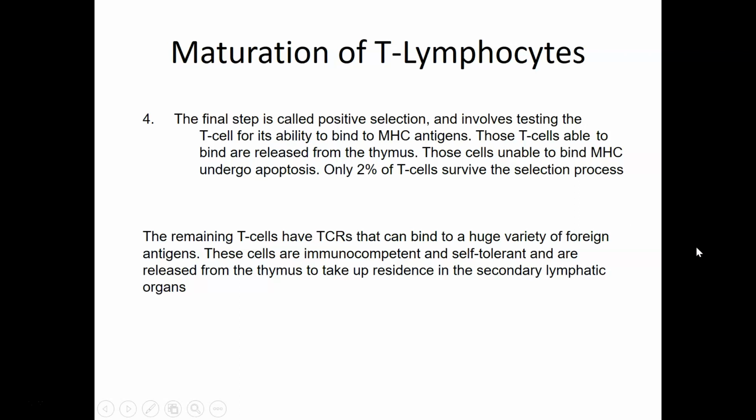All right, so when mature, immunocompetent, self-tolerant T cells are released, like B cells, they're going to take up residence in the secondary lymphatic organs and tissues and perform immune surveillance.